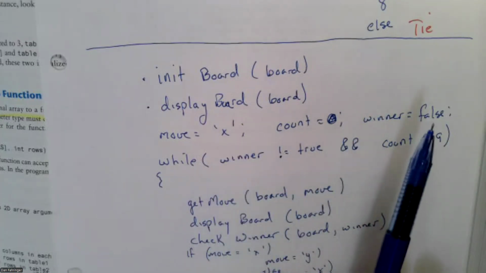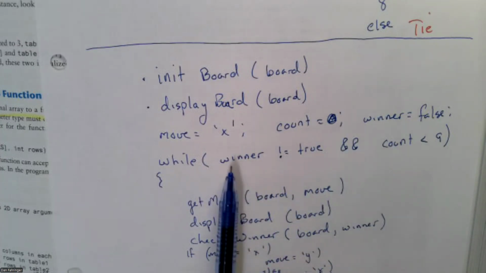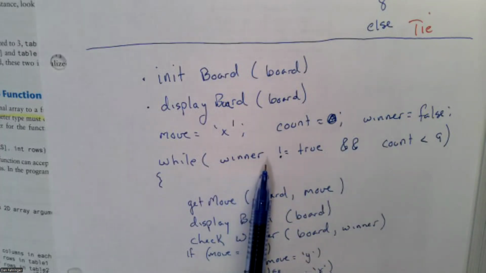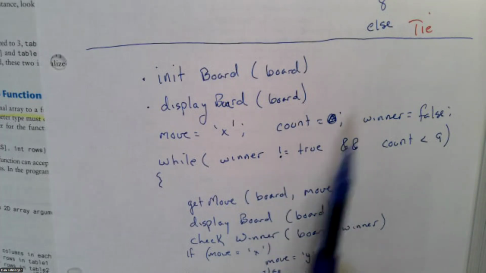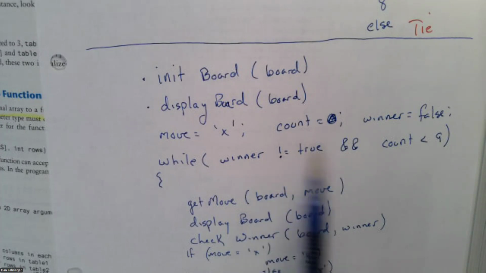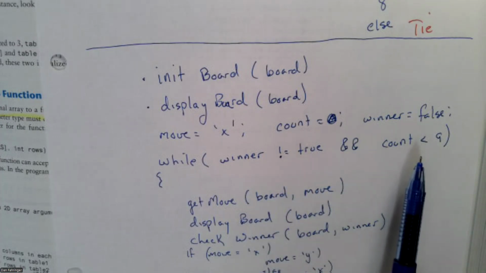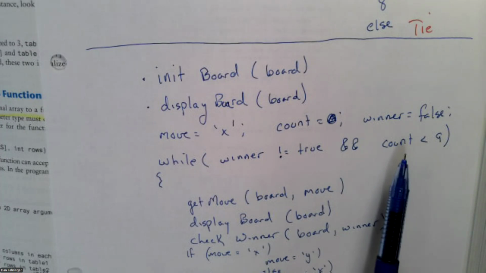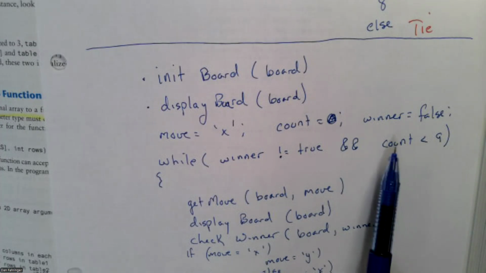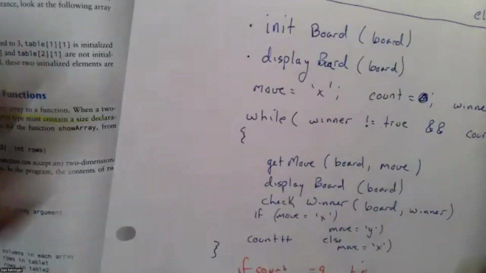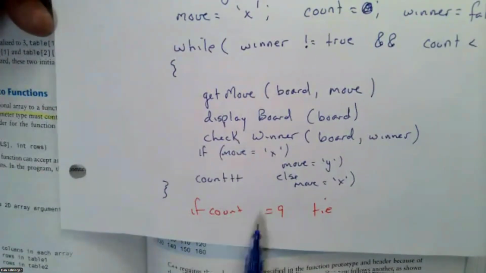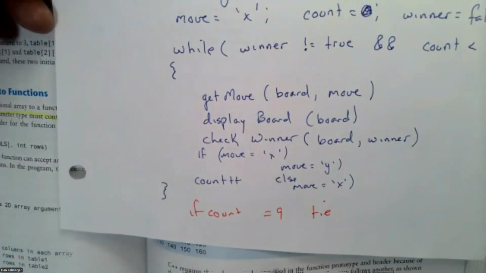And there's some stuff that got added later. I need to keep going until I find a winner. If I don't have a winner, I keep going, and if I haven't run out of moves. So I need to count the number of moves because there are 9 moves. What happens if my count gets to 9? I have a tie. Yeah, that's going to be down here on the bottom. If I come out of here, if count equals 9, then I'm going to display a tie.